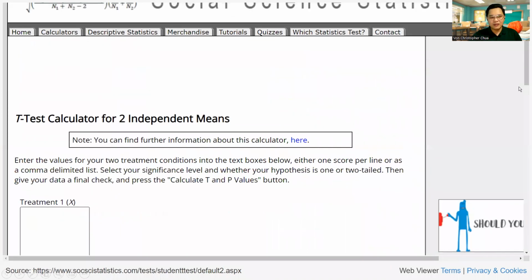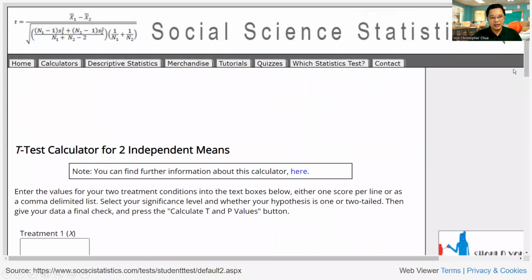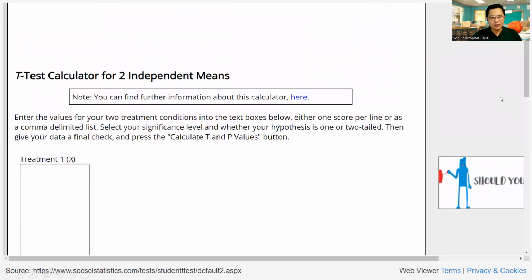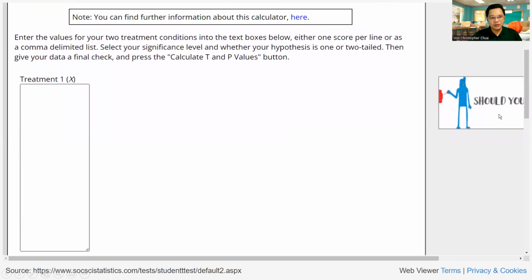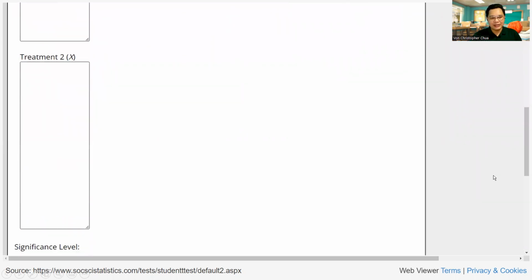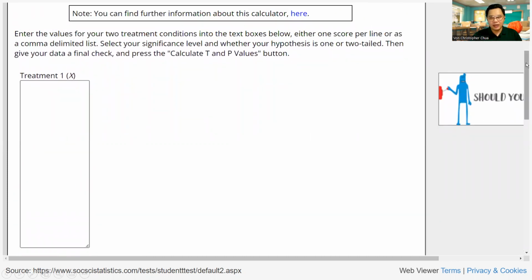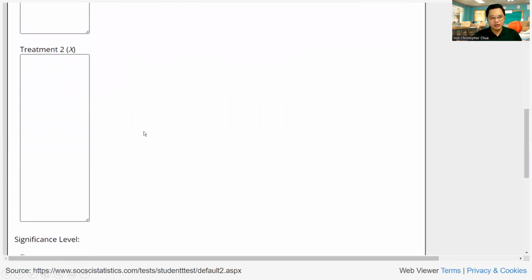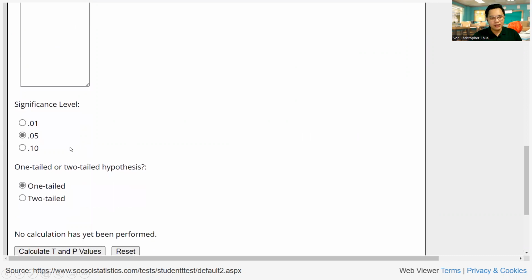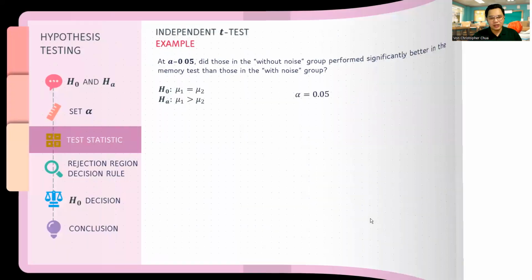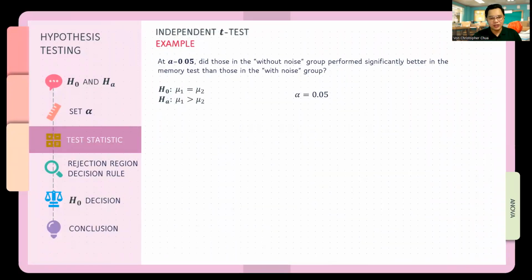So the online calculator for the independent t-test can be found in the same link that I have sent to you. And in this case, notice that there are two treatments again, but these treatments are independent of each other. So we input the data on the first group here and the data for the second group here. And then we set the significance level to 0.01 and the type of test as one-tailed. So we can now choose to calculate the results of the t and the p-values.